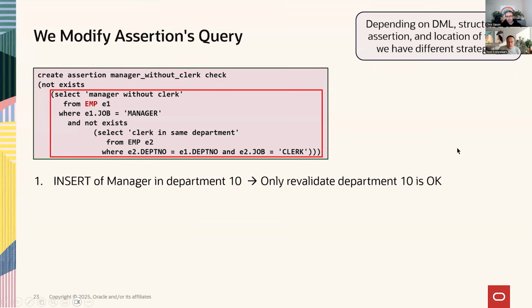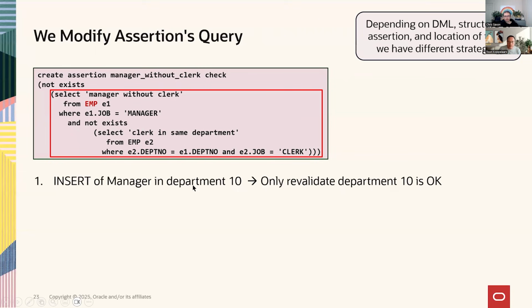So how we're going to do that is we're going to modify the query that you gave us. Depending on the type of DML, insert, delete or update, and the structure of the SQL assertion and the node, we call every reference table that you have in your assertion a node. Depending on the node that was touched by your DML statement, we have different modification strategies to implement an incremental revalidation. I'm going to show you the one that will probably happen the most often. If I insert a manager in 10, again, I only need to revalidate if 10 is still okay.